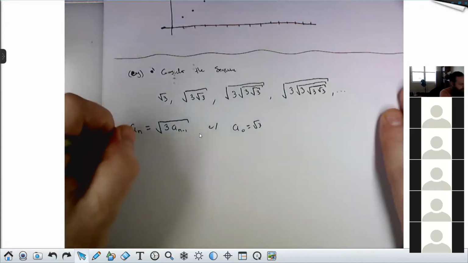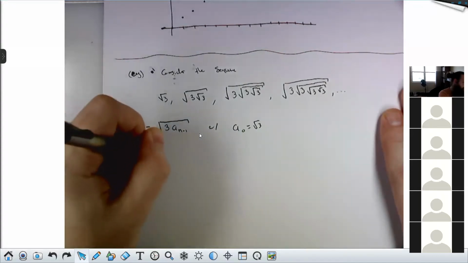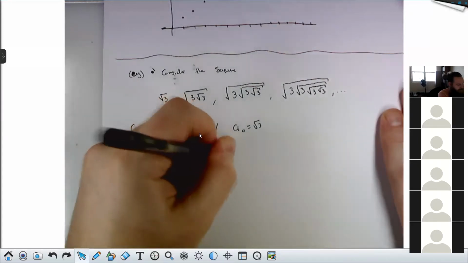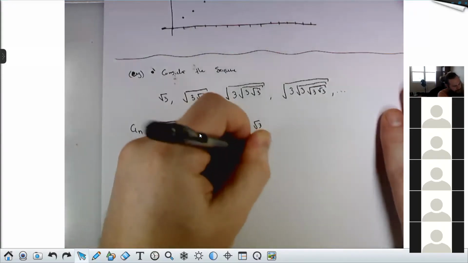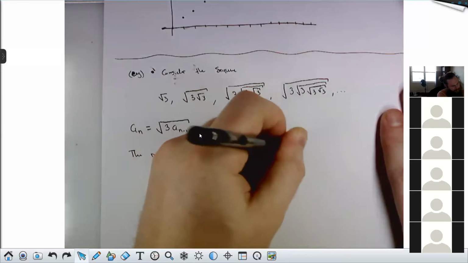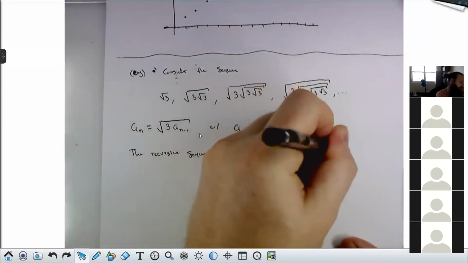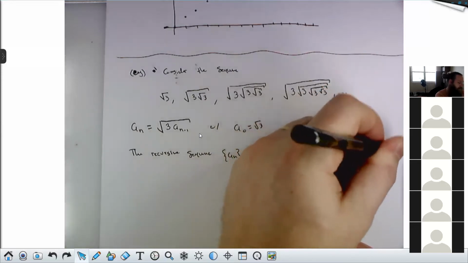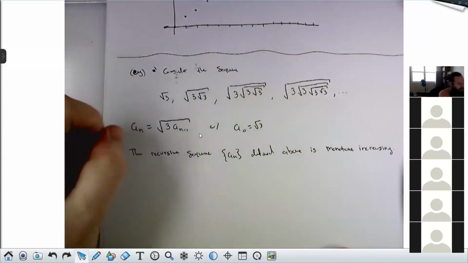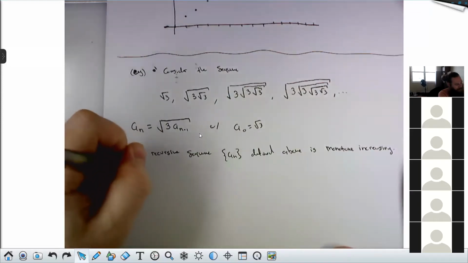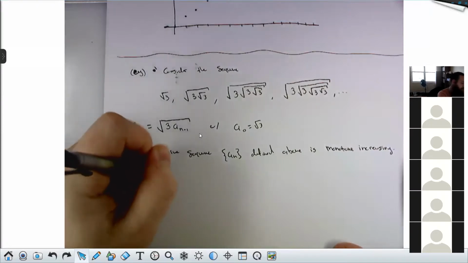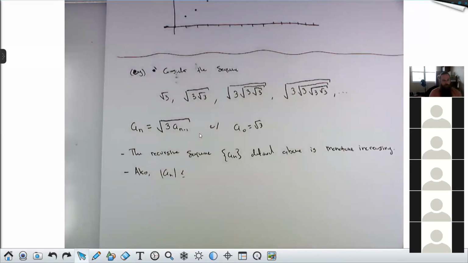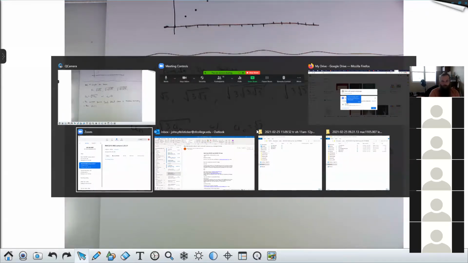So A_n, the recursive sequence defined above, is monotone increasing. It's harder to show, but it is true that A_n is bounded above. We can compute some of these terms here. Let me give you a feel.